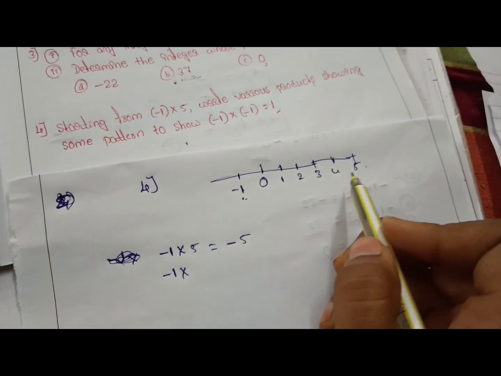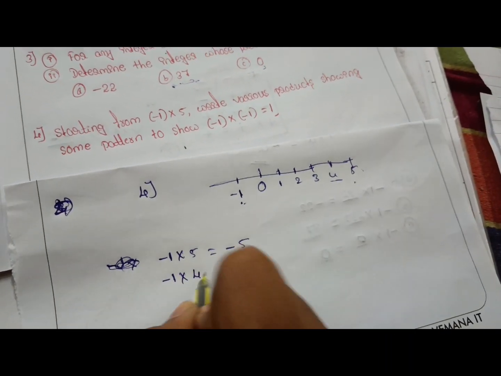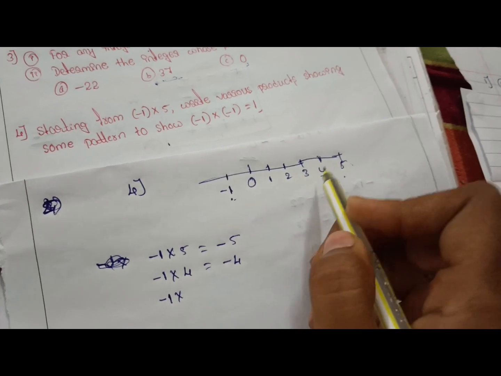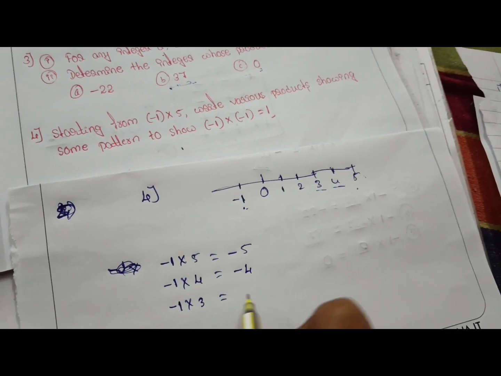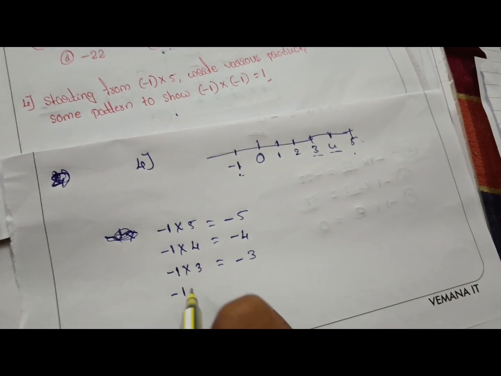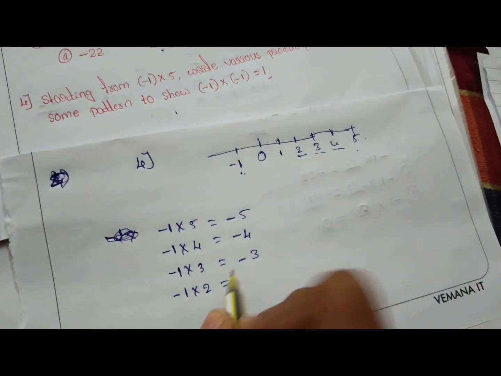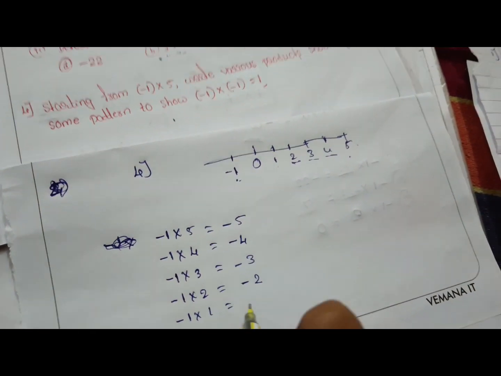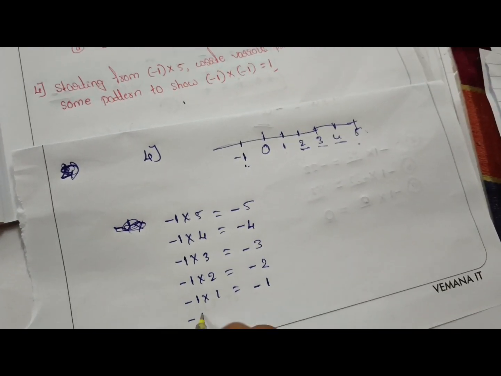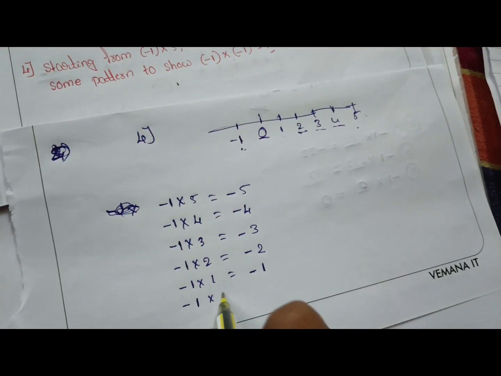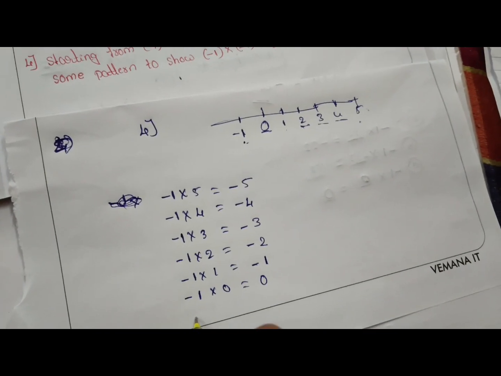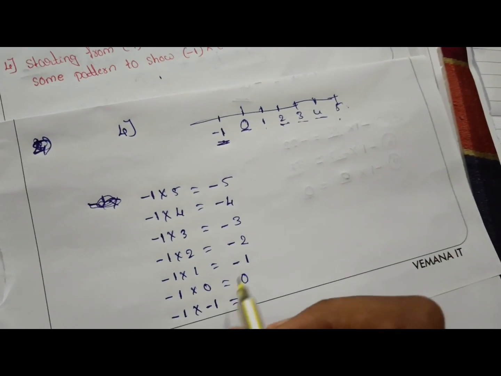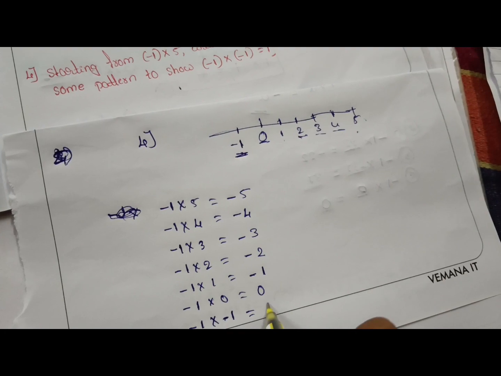Next, minus 1 into, before 5 which number is there? 4. Minus 1 into 4 is equal to minus 4. Now, minus 1 into 3 is minus 3. Next, minus 1 into 2 is minus 2. Then minus 1 into 1 is minus 1. Then minus 1 into 0 is 0. 0 into anything is 0. Next, minus 1 into minus 1. Here we stop the pattern. Minus into minus, plus, 1 ones are 1.